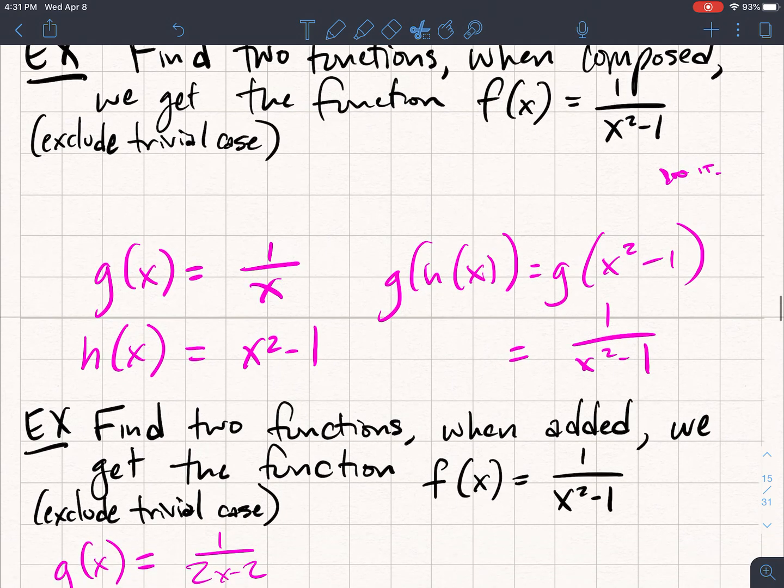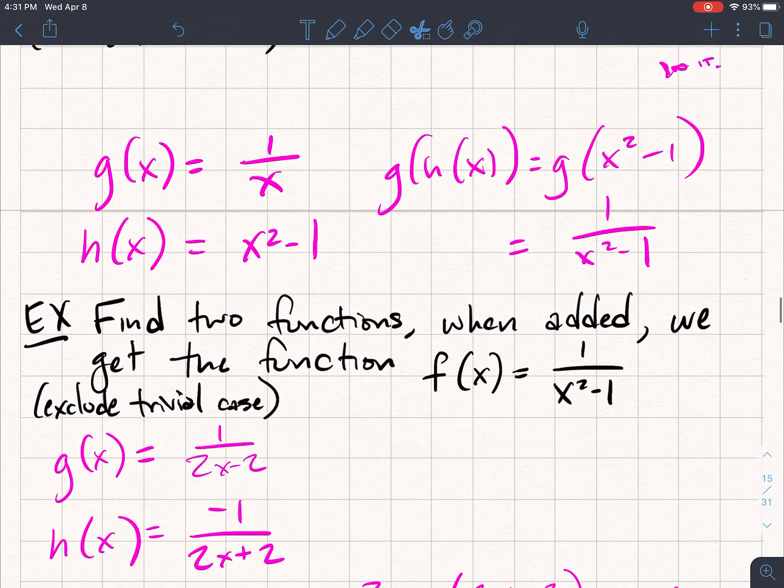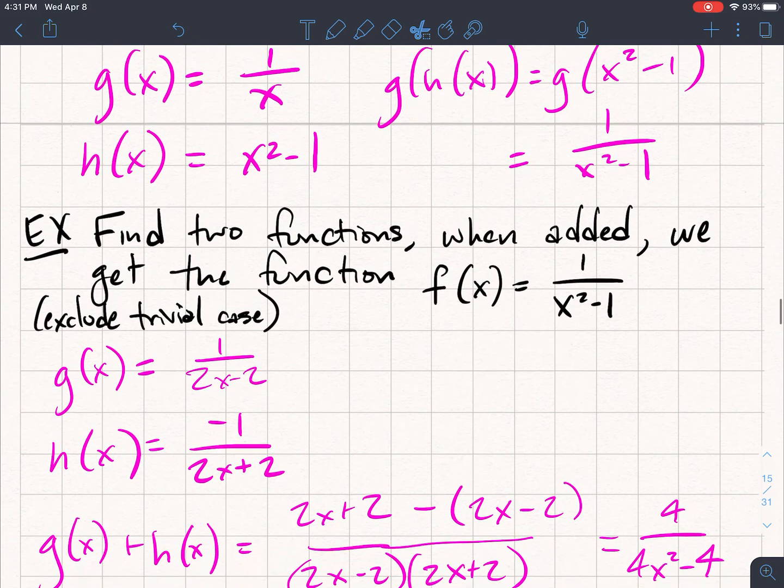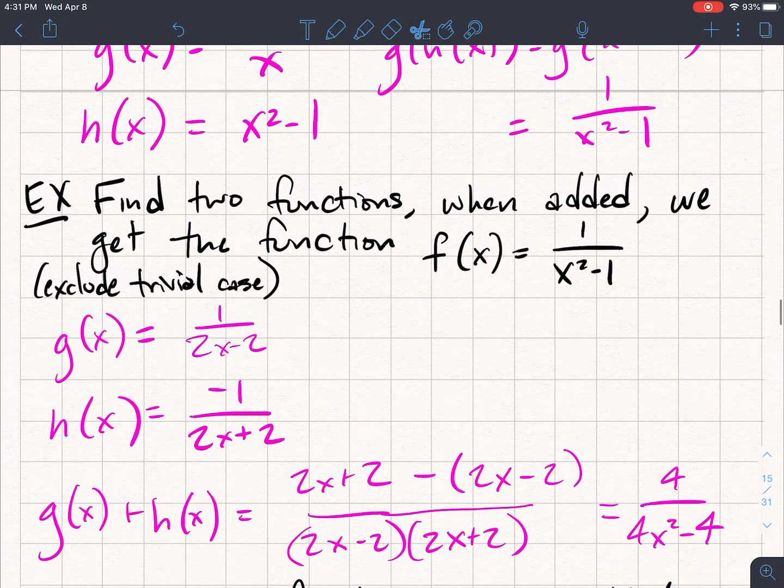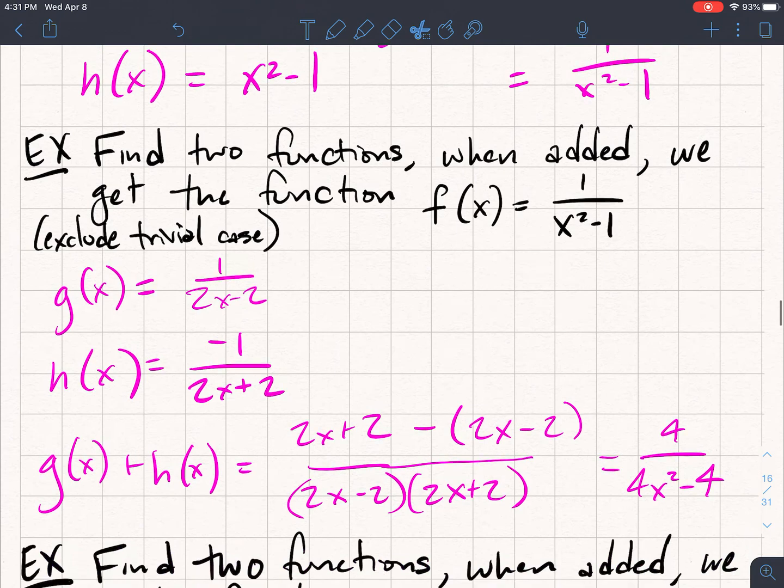All right, welcome back. Here's the two I picked. I let g be 1 over 2x minus 2. Let h be negative 1 over 2x plus 2. And then when I add those two functions, I get 4 over 4x squared minus 4, which reduces to the function f.